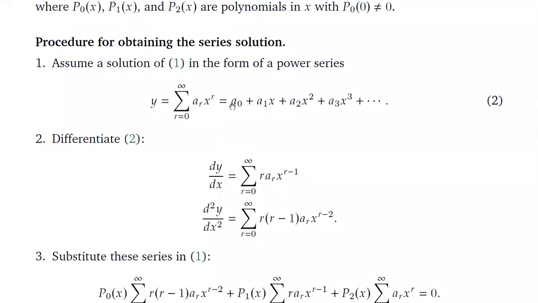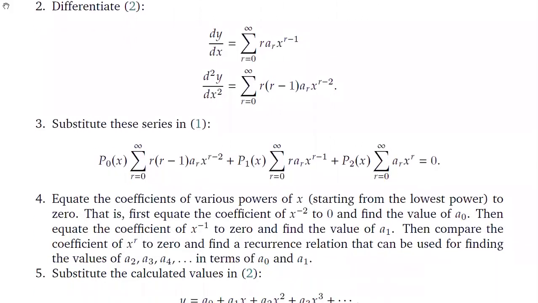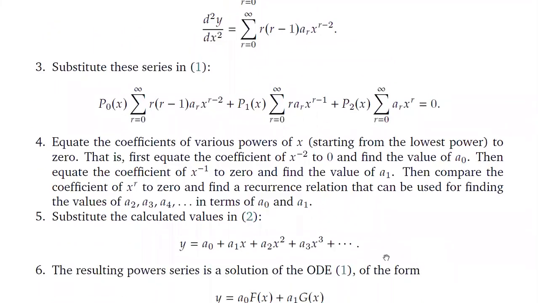So now you know the first two terms of the required series, and you have to calculate a2, a3, a4, etc. To do that, we equate the coefficient of x power r to 0, and using that we find a recurrence relation, so that the solutions of a2, a3, a4, etc. can all be expressed in terms of a0 and a1.